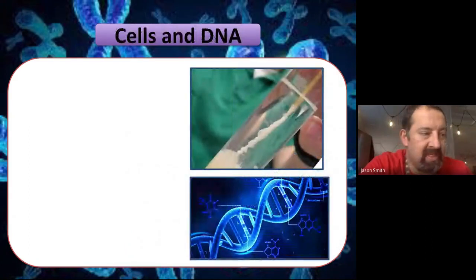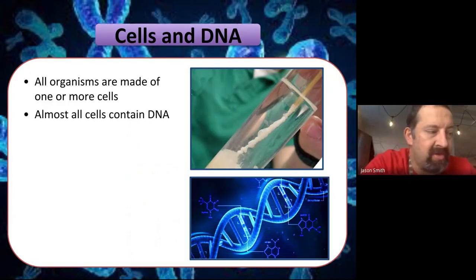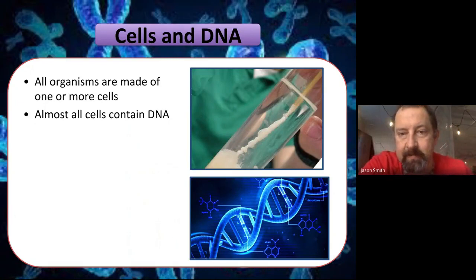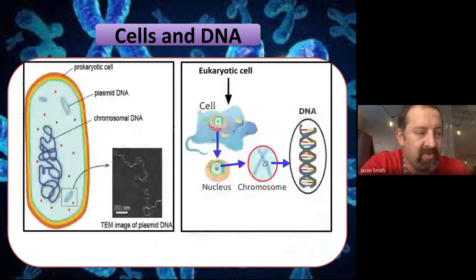So how do cells and DNA relate to one another? All organisms are made of one or more cells. Each of those cells contains DNA, which is our genetic material, which makes us up and tells us what we do. A single DNA strand holds information to build 100,000 different kinds of proteins that make you. Our skin cells and all these different types of cells have DNA in them, and those strands hold the information to make those proteins to make us look the way we do.